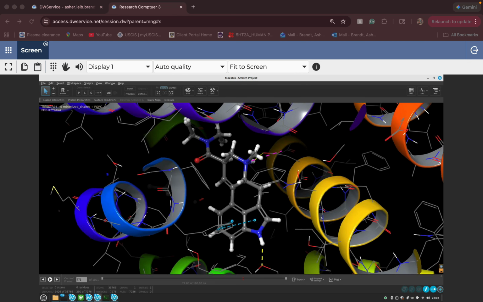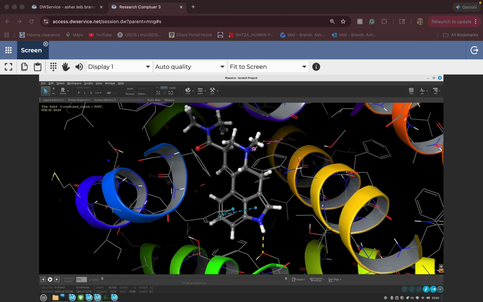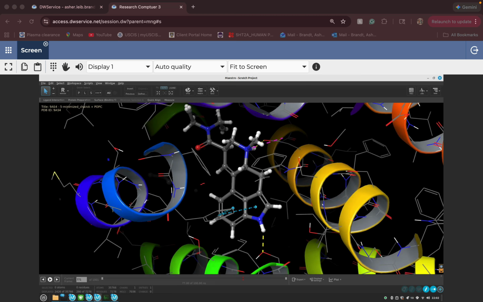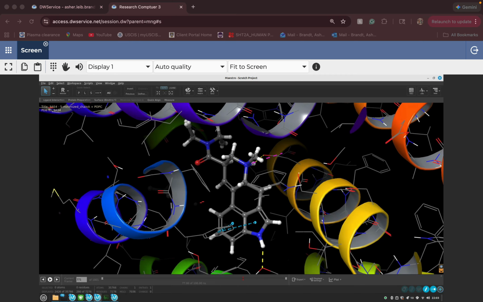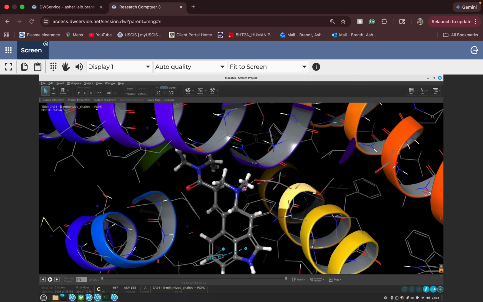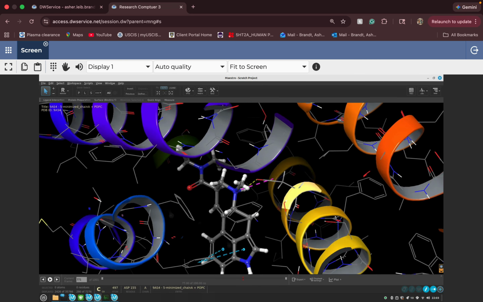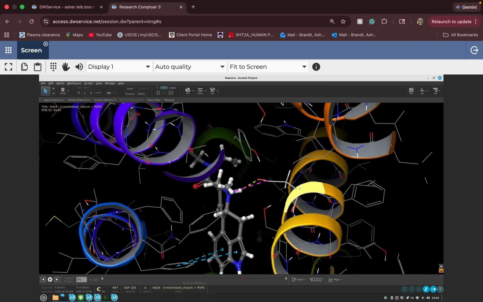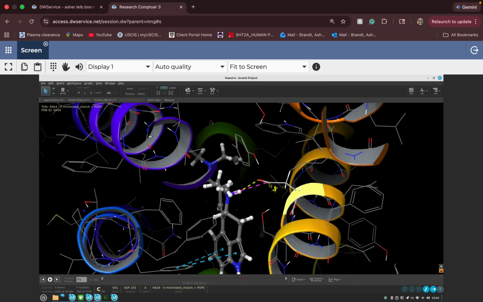But the positions that are the same are the indole hydrogen bond to serine 242. Psilocin also shows that position. The indole scaffold is very similar. It also does have that pi-pi with phenylalanine 340. And back here, it's got the same salt bridge with aspartic acid 155 right up here.